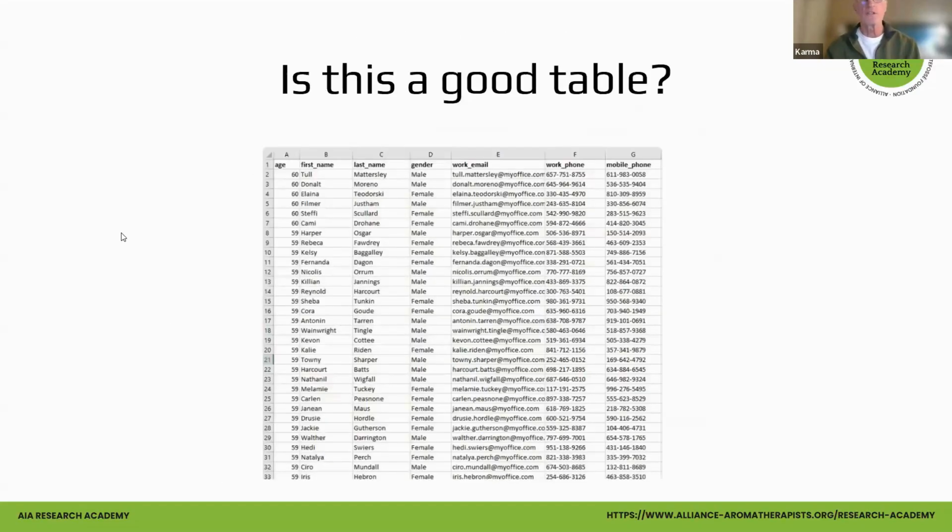What about this? Is this a good table? No, it's a worksheet. It does not summarize data. Now, you could have a graph of how many males, how many females, what their ages were, where they lived, or whatever. But this is just a worksheet. It's not a table.